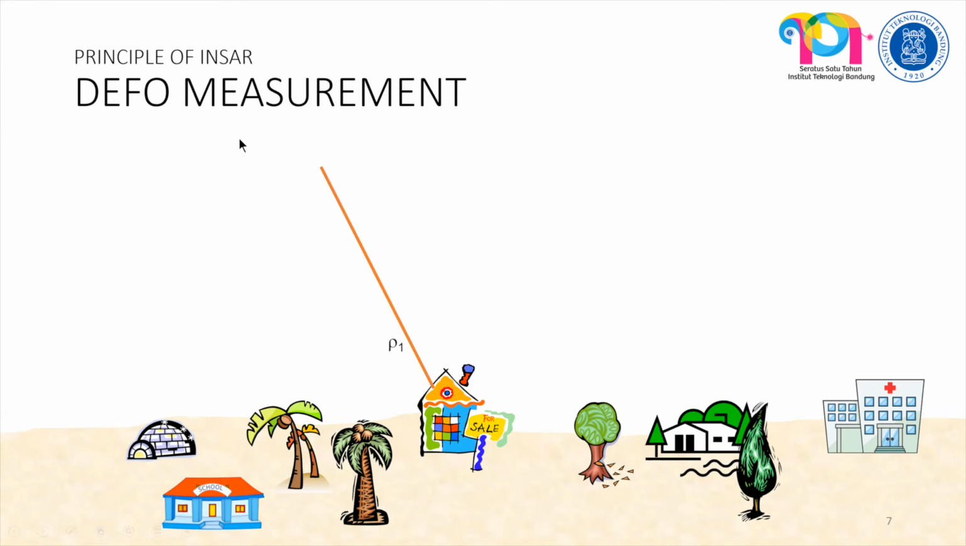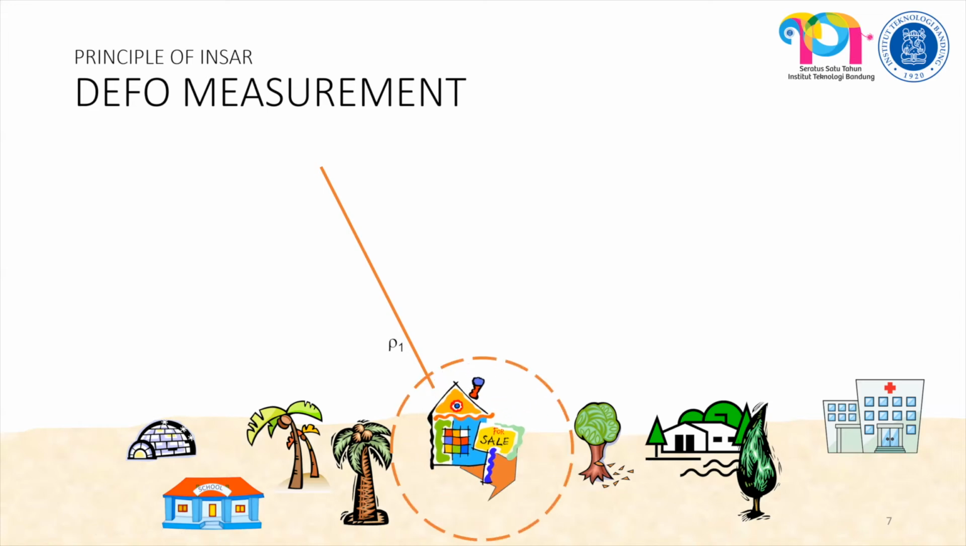At the first acquisition, we have the range from the sensor to the surface, for example to the ground or to the house. We call this row 1, the range from the first observation. Secondly, something happens, a geological change at the ground, so some places subside or some places uplift. Subsidence and uplift are the object of measurement of InSAR.